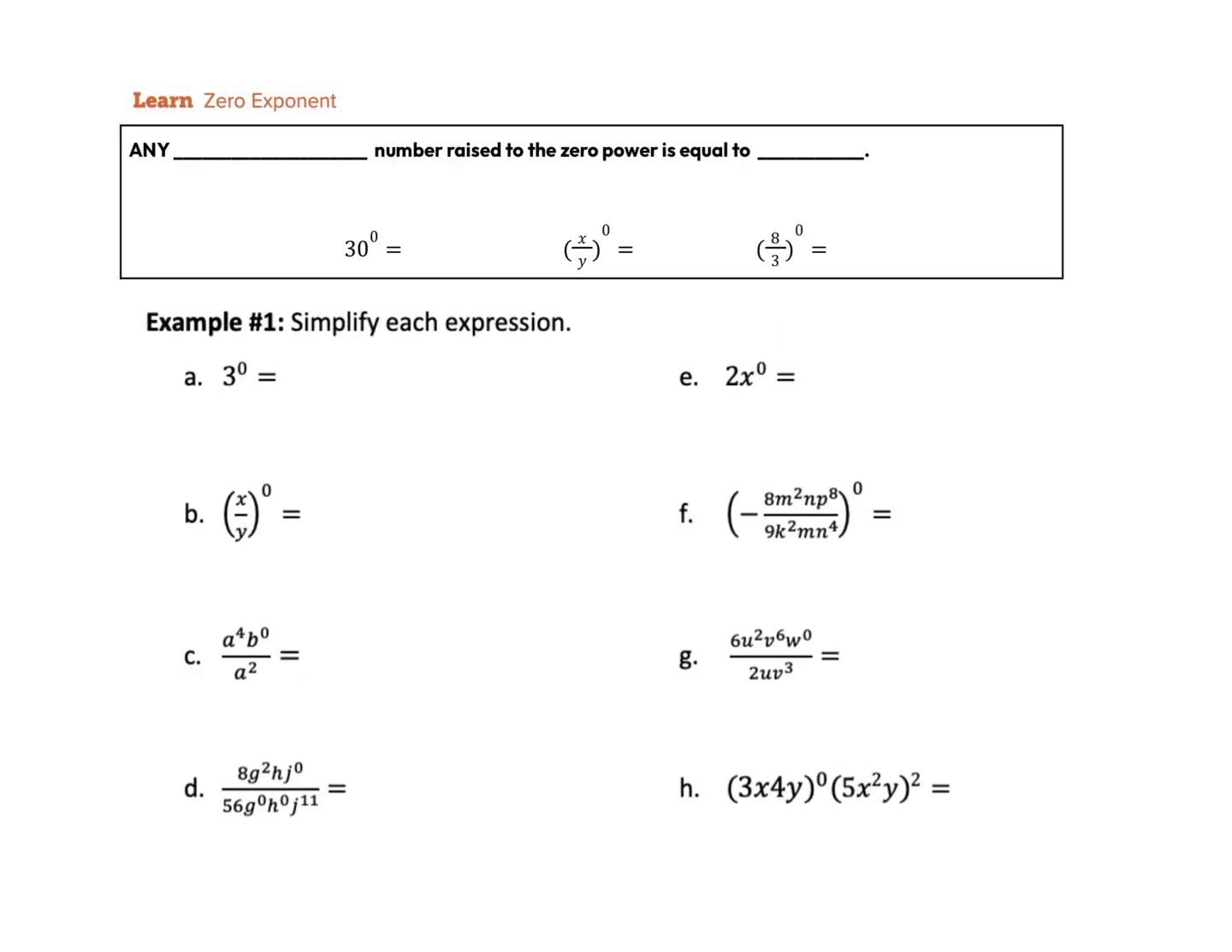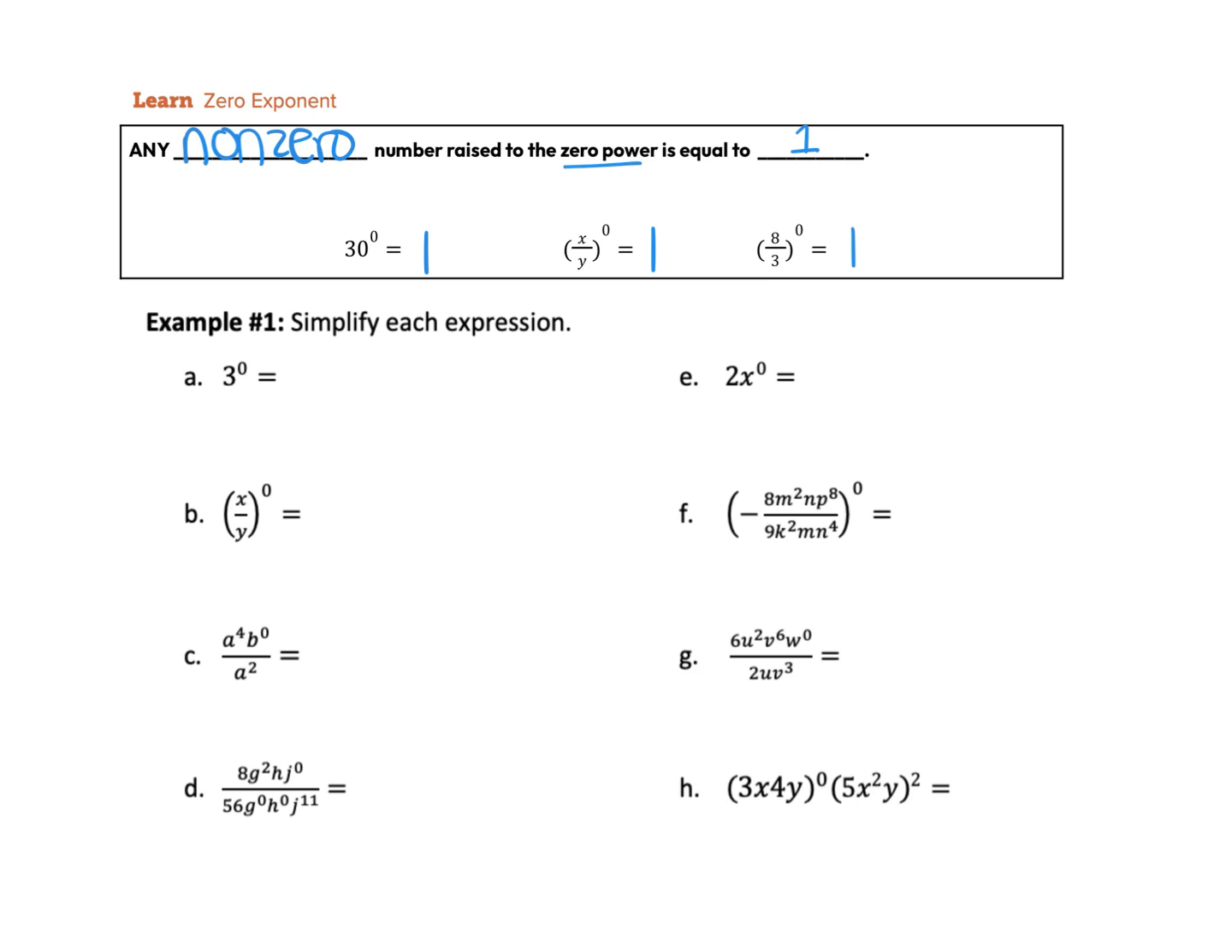All right, so to sum this up in your packet, we're going to say any non-zero number raised to the 0 power is equal to 1. 30 to the 0 is 1. x over y to the 0 power is 1. 8/3 to the 0 power is 1.